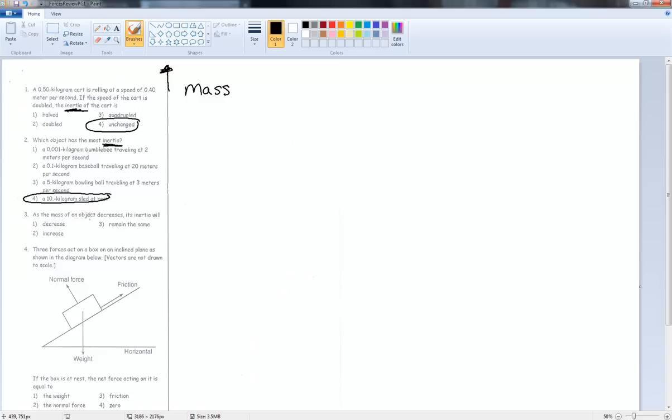All right, question 3. As the mass of an object decreases, the inertia will, inertia only depends on mass. So if the mass is decreasing, then the inertia will also decrease.